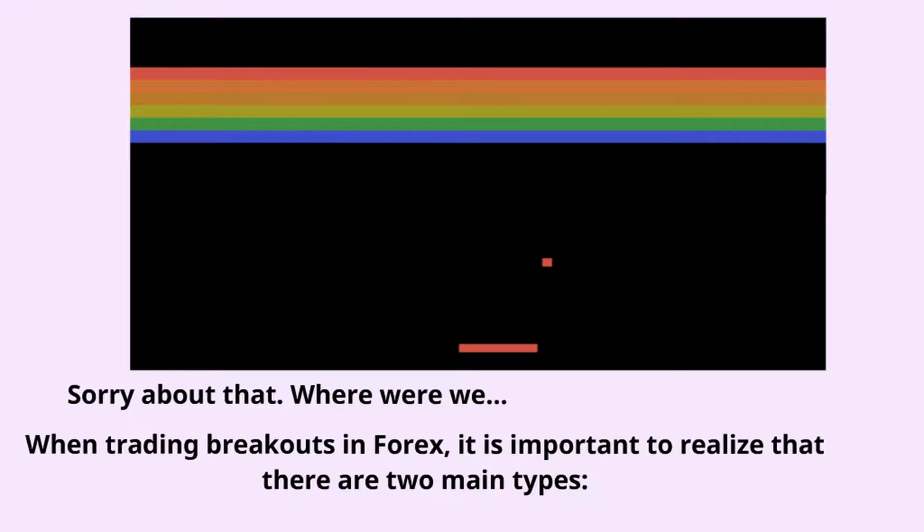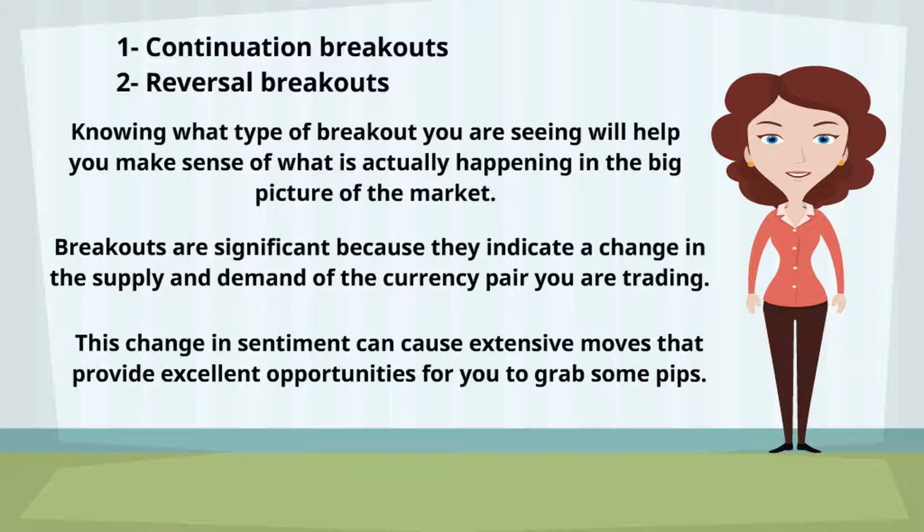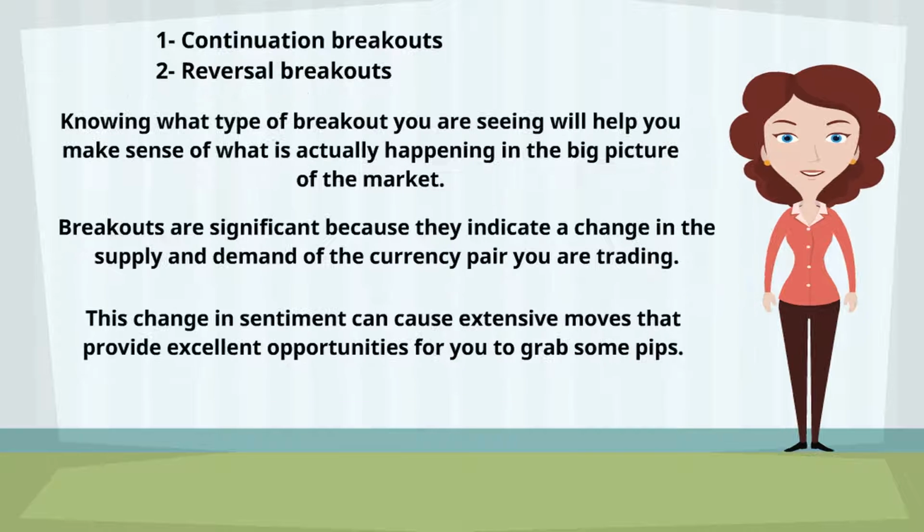When trading breakouts in Forex, it is important to realize that there are two main types. First is continuation breakouts. Second is reversal breakouts. Knowing what type of breakout you are seeing will help you make sense of what is actually happening in the big picture of the market. Breakouts are significant because they indicate a change in the supply and demand of the currency pair you are trading. This change in sentiment can cause extensive moves that provide excellent opportunities for you to grab some pips.